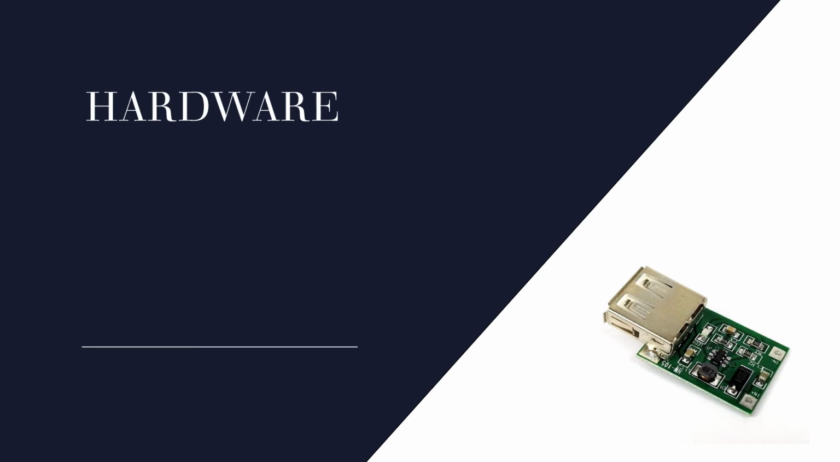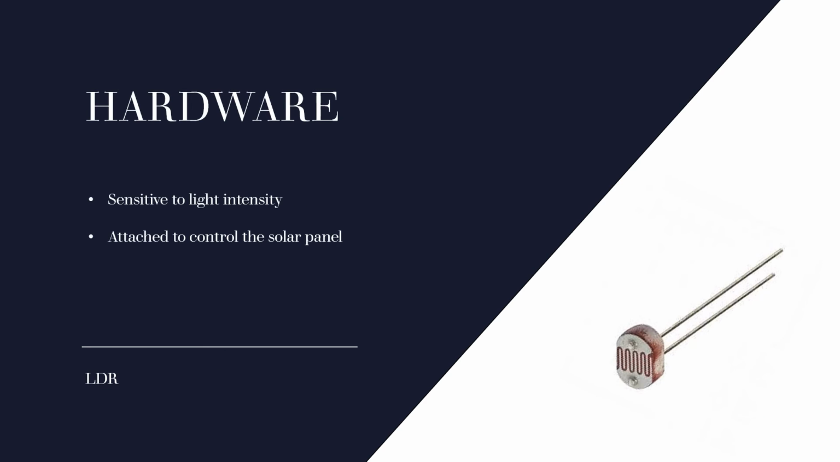As for the third one, we are using a boost converter with a USB adapter, which boosts the energy obtained from the solar panel, and the voltage is increased to 5 volts so that it is enough to charge a phone. Then the fourth one is an LDR. The LDR is sensitive to light intensity, and we attach one each at the east and west positions as a light sensor to help the servo motor control the solar panel.